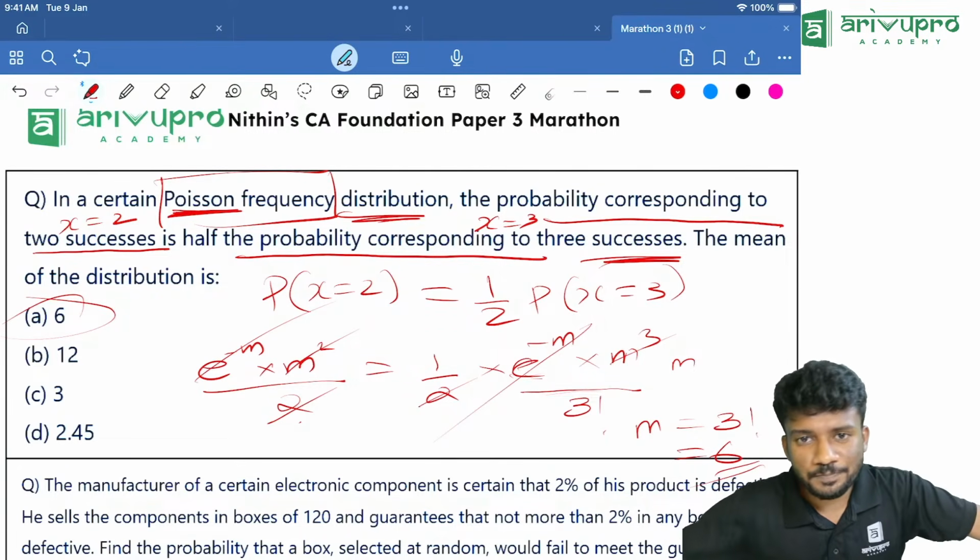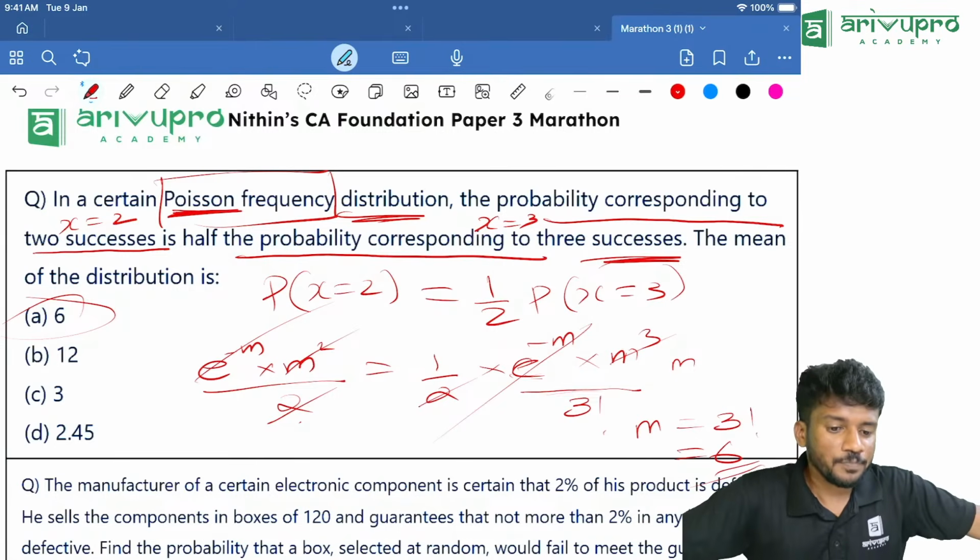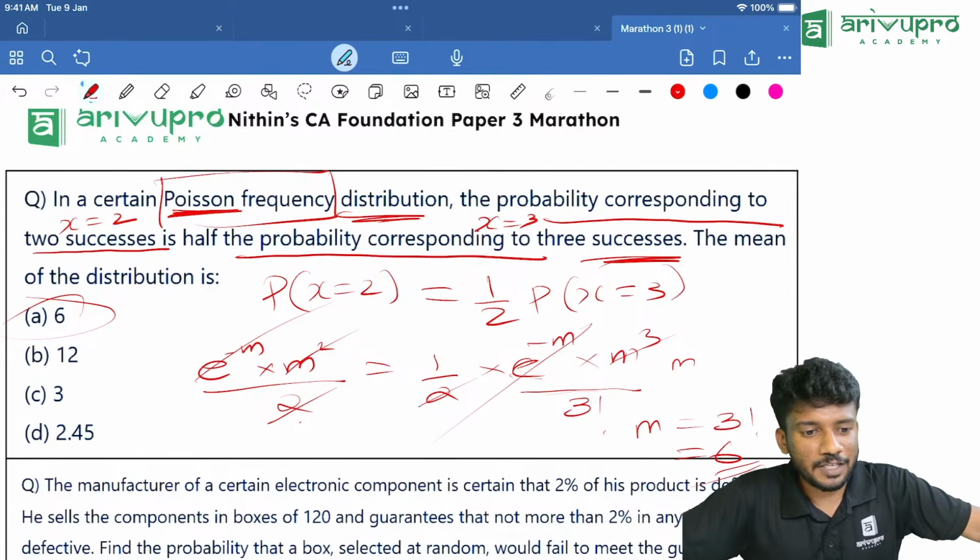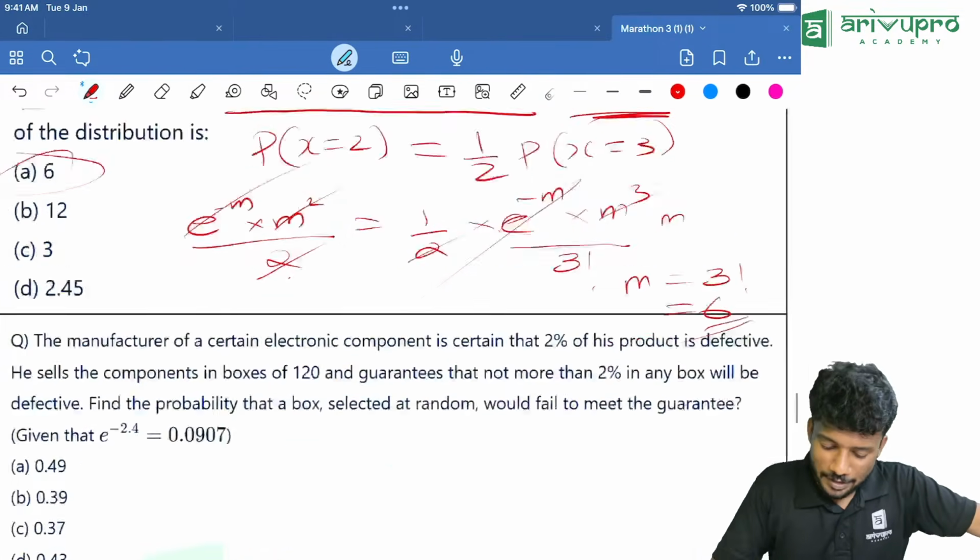Any doubt, people? If any doubt is there, please tell me. Yes, everyone got the answer. If you are getting it, please type, people. Yes, please do that.